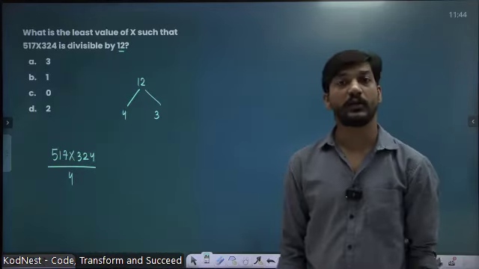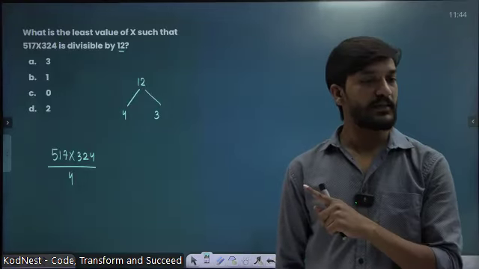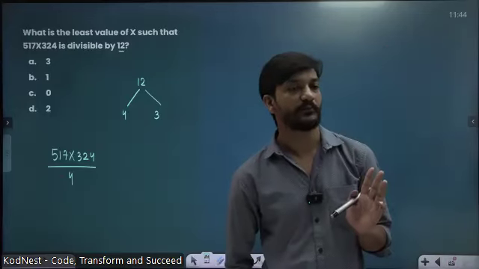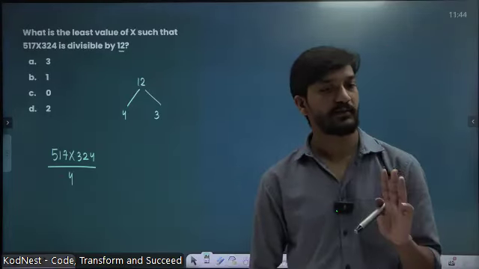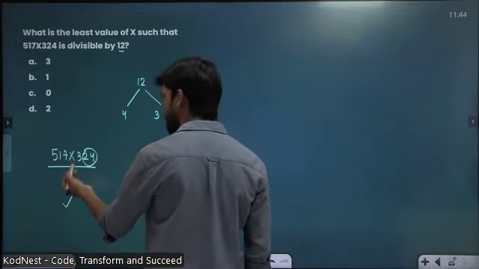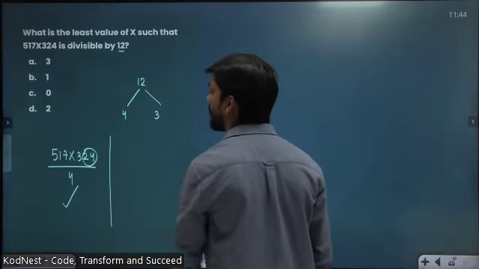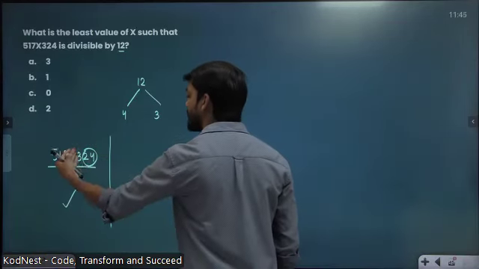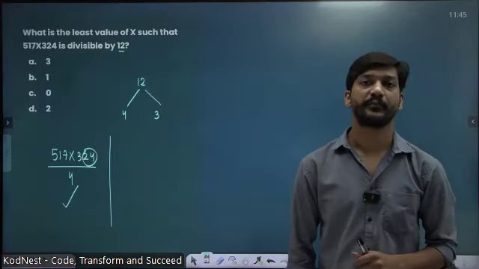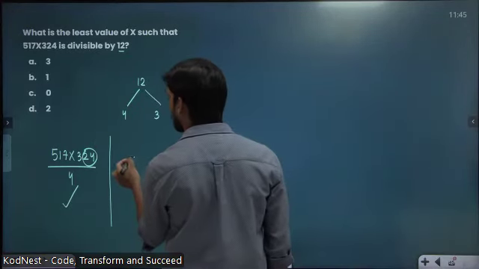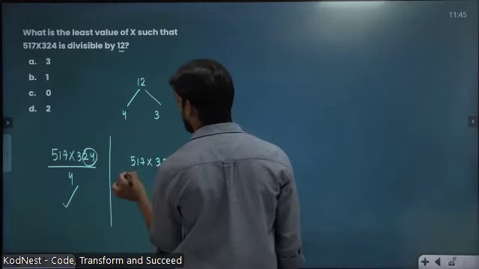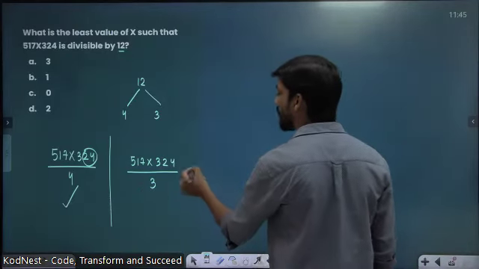Even though I don't know the number, I'm still asking, is this number divisible by 4? You don't know it, but can you say yes? Yes, because the last two places are divisible by 4. So don't think about x. x is not present at the last two places. Check for 3. 5, 1, 7x, 3, 2, 4. What is the sum of digits?